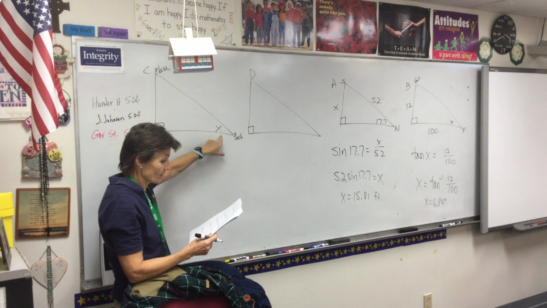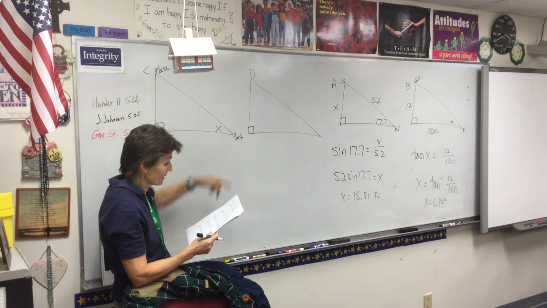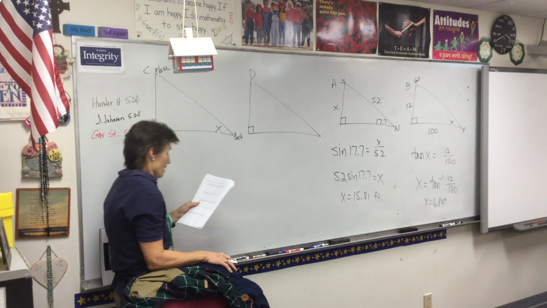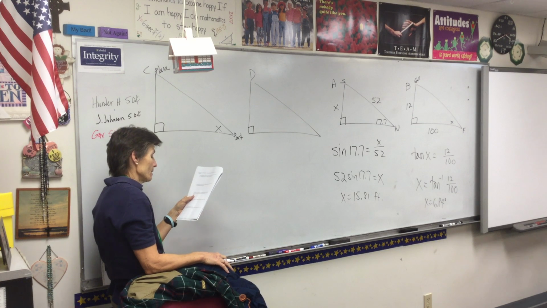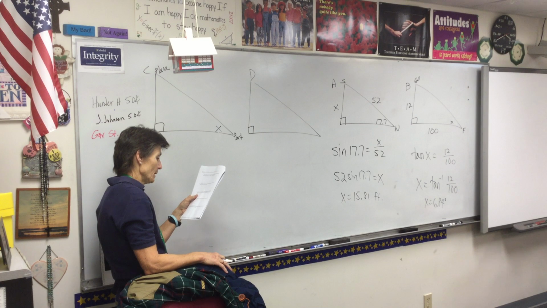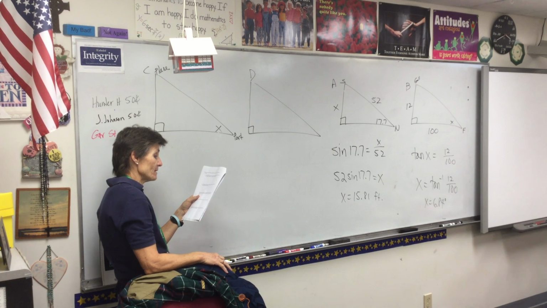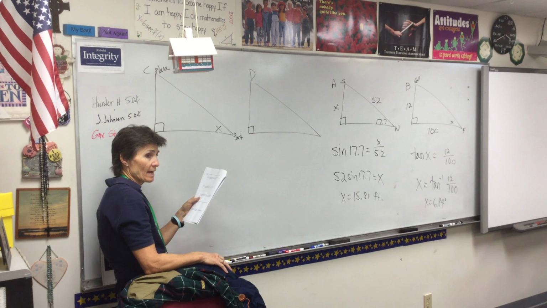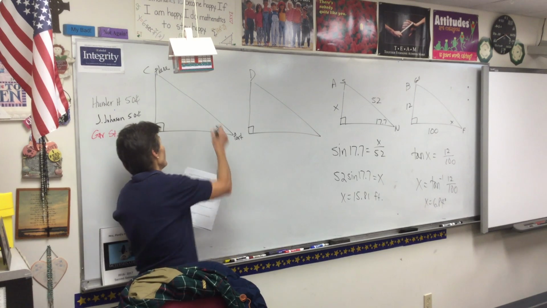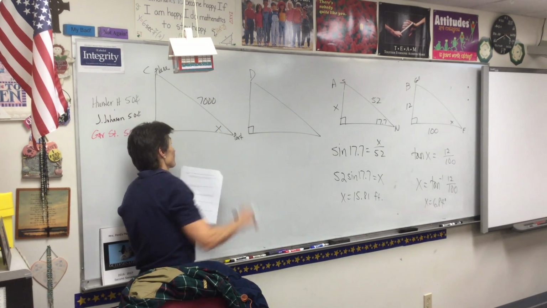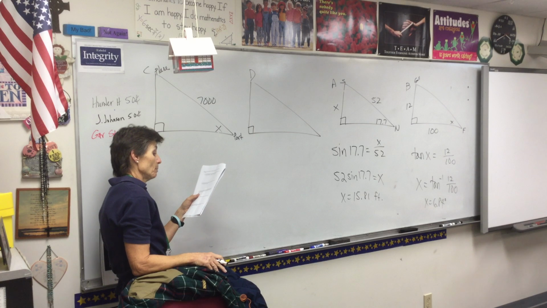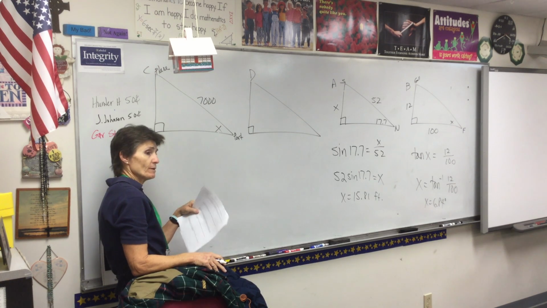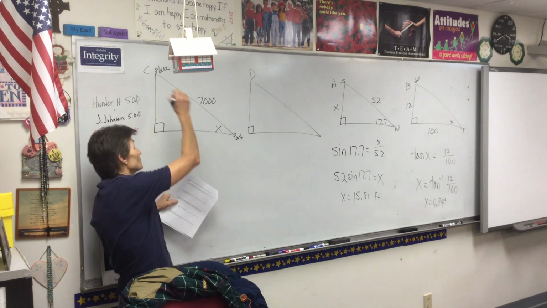Find the desired angle of descent if the pilot wants to land at a point that is currently 7,000 feet from the plane. So the point is 7,000 feet from the plane. So where is that going to go? On the hypotenuse. And the plane is 235 feet above the ground.